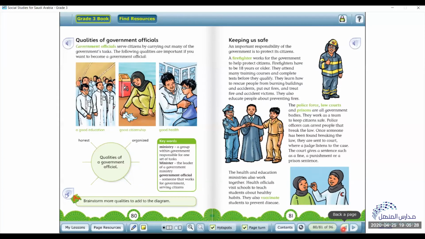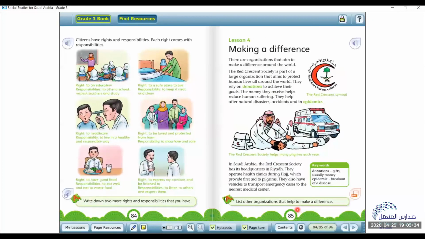The next page we are going to tackle is page number 84. Page number 84 has the following details in it. Citizens have rights and responsibilities. What I need you to go over this week for rights and responsibilities is the right to an education. And then you need to know the accompanying responsibility, which is the responsibility to attend school, respect teachers, and study. So you need to know the right and its responsibility. Go over all 6 of these in order to answer the questions appropriately. There will be 3 or 4 questions based on rights and responsibilities in the social studies quiz on Pearson for you. It will be very easy and self-explanatory.